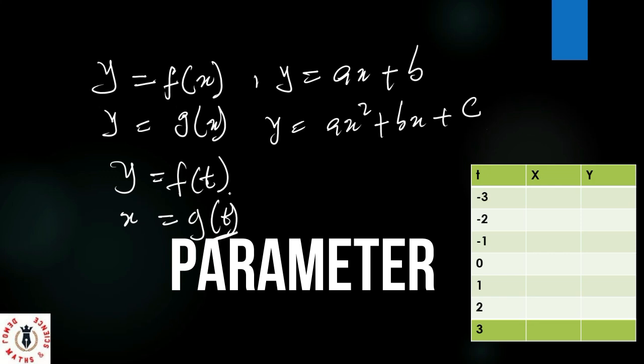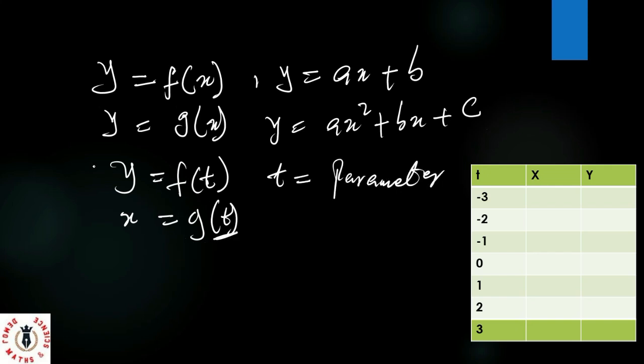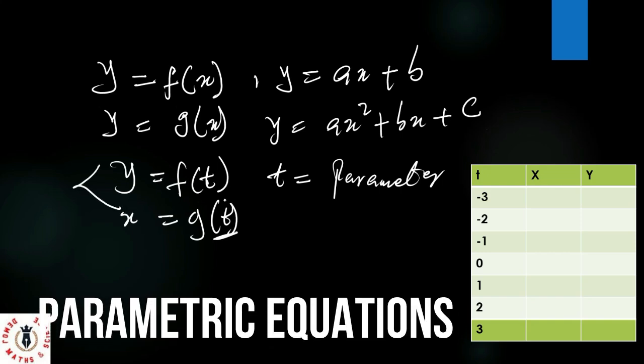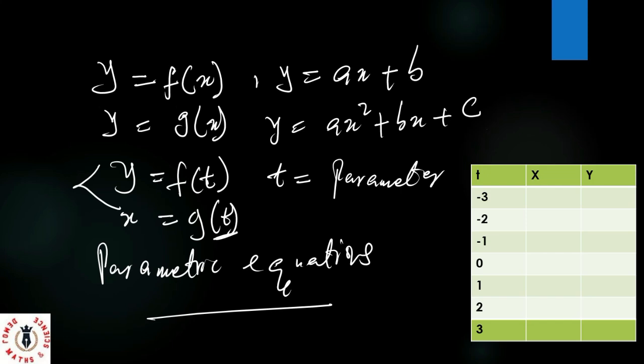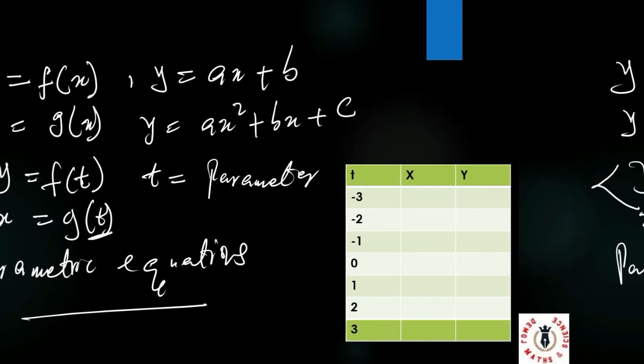When I have this unique case, the t is always referred to as my parameter, while both x and y, which are in terms of the third variable t, are referred to as my parametric equation. Now, let's take an example that will help us understand it better.